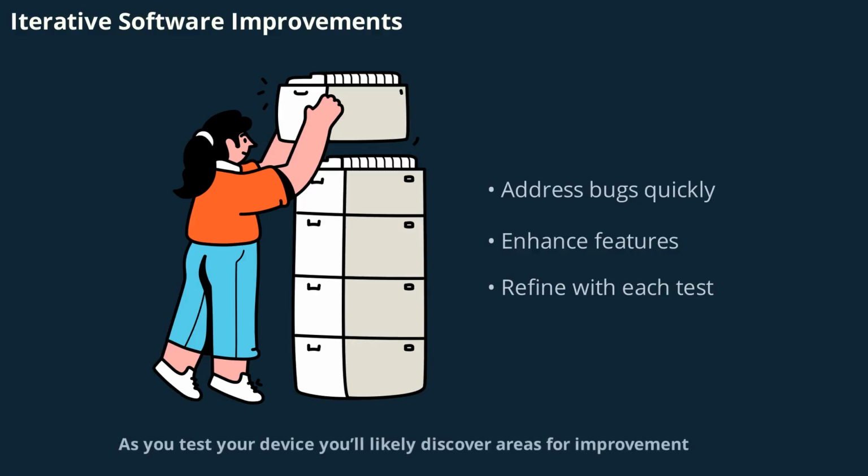As you test your device, you'll likely discover areas for improvement. Make iterative updates to your software and firmware, addressing bugs and enhancing features. This cycle of testing and refinement ensures your product is as polished as possible before launch. Remember, continuous improvement is a hallmark of successful embedded projects.